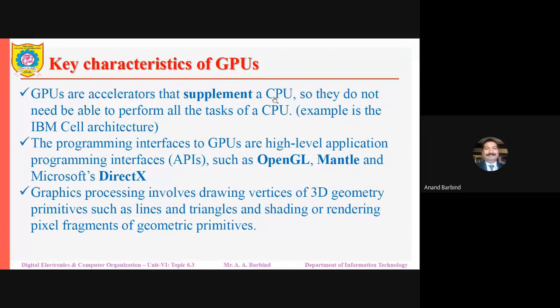So it is supporting the CPU in displaying the graphical screen. The example is the IBM Cell architecture, in which the CPU and GPU work together to form a heterogeneous system.